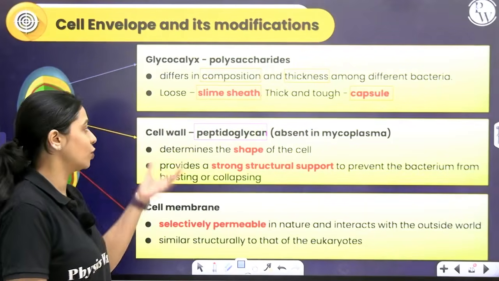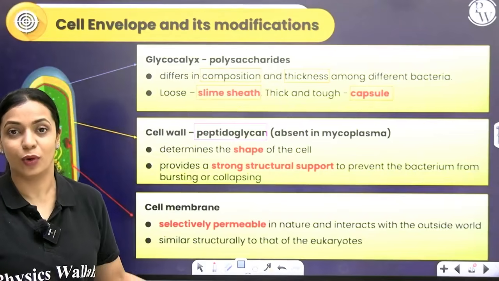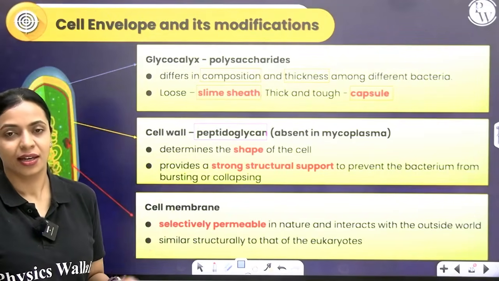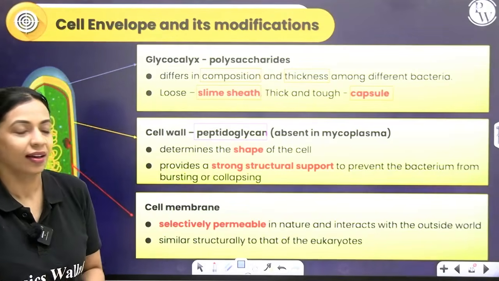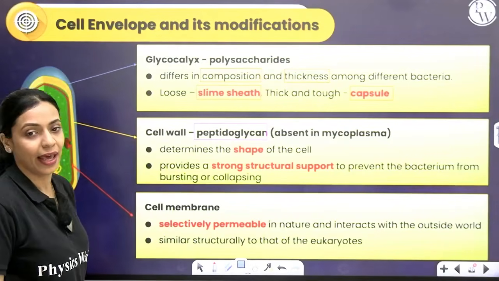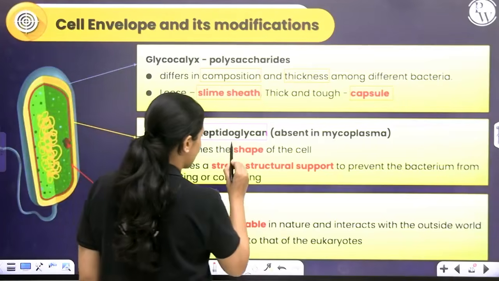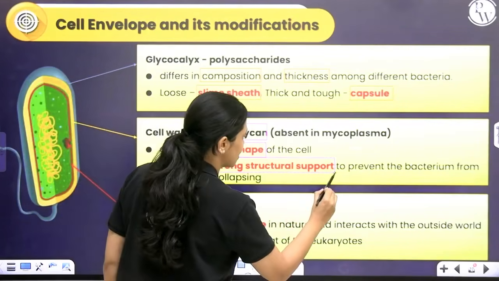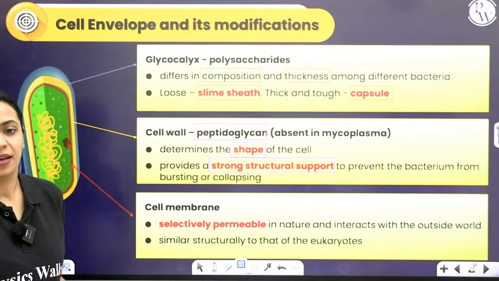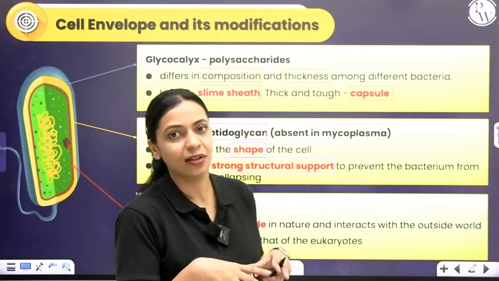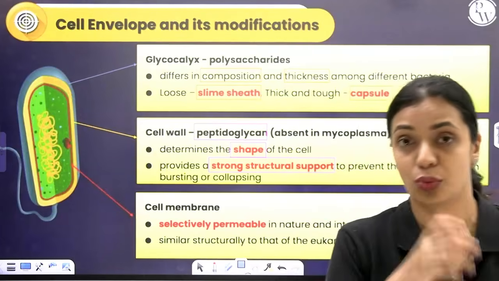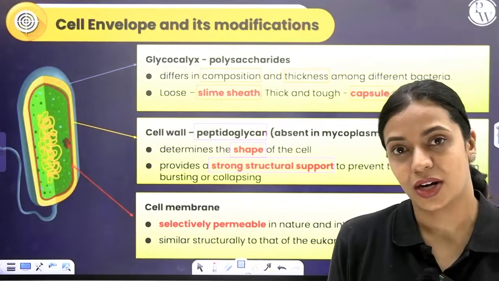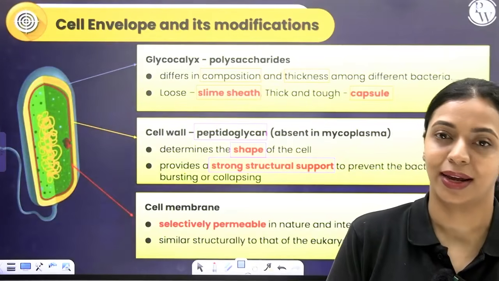What is the function of the cell wall? What is the function of cell wall generally? It will give a proper shape for the cell, it will offer protection as well, and it will provide structural or mechanical support. So it determines the shape of the cell and it also provides a strong structural support. Why is that necessary? It's necessary so that the bacterial cell, if it's aquatic or anything, does not take up too much water, burst and or collapse. So such things should not happen. Therefore, the cell wall acts like a protective layer.